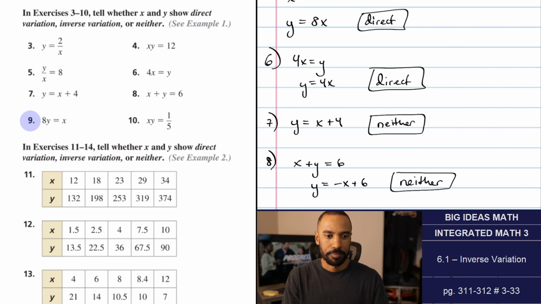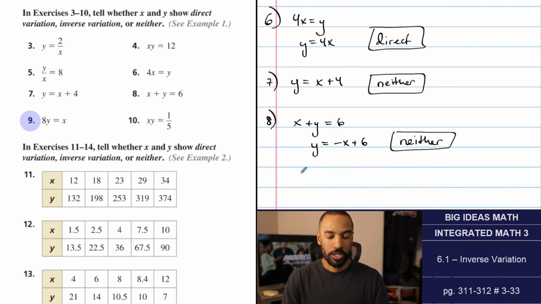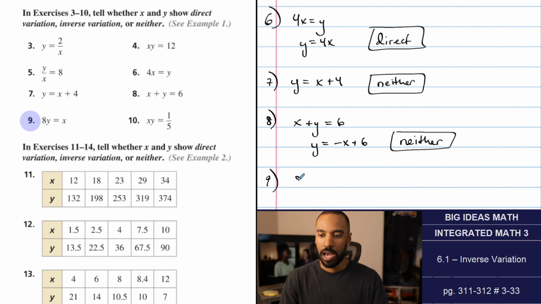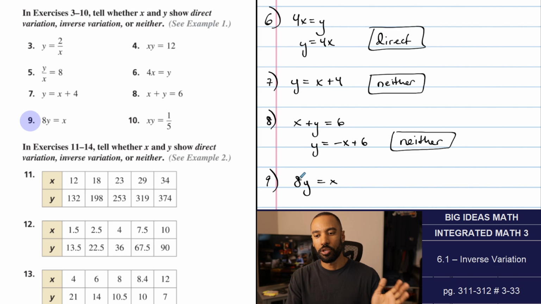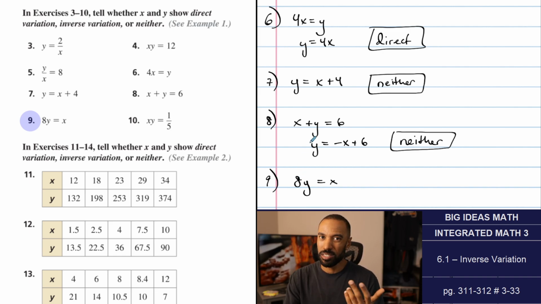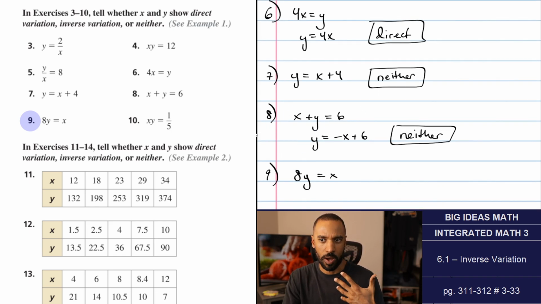Number 9. They're trying to trick you here. I don't think they'll get me. On number 9, they say 8 times y equals x. Now, you could argue direct variation here, but let's get y by itself and see how y is affected by x.